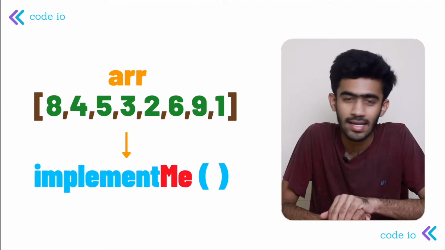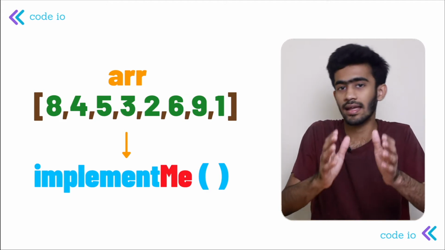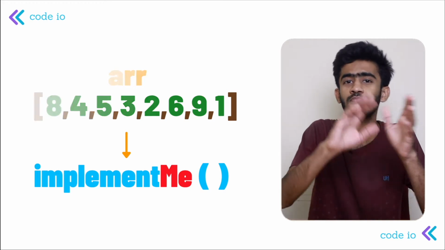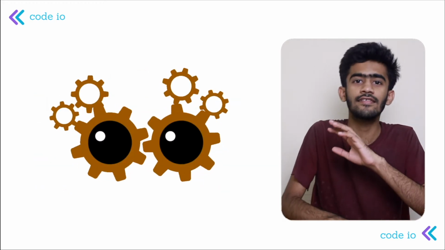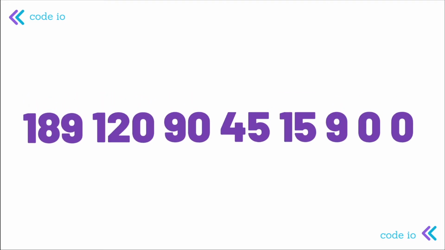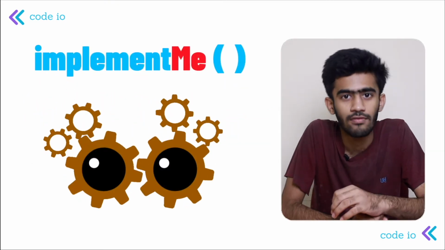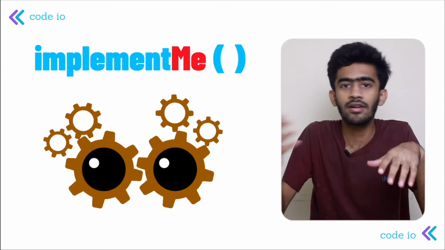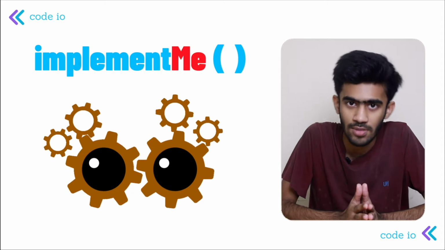What we have to do with this array is we are giving this array as input to the function implementMe, and this function performs certain tasks and then gives us the result as these series of numbers. Our task here would be to complete this function implementMe, which performs this function as taking the input as an array and printing this array. Now let's move on to the explanation.